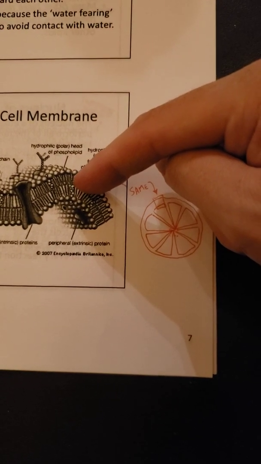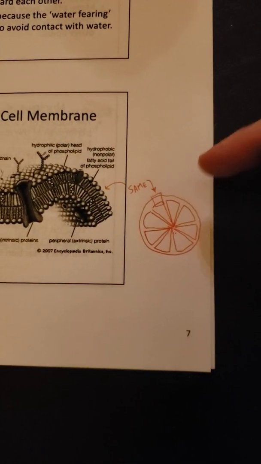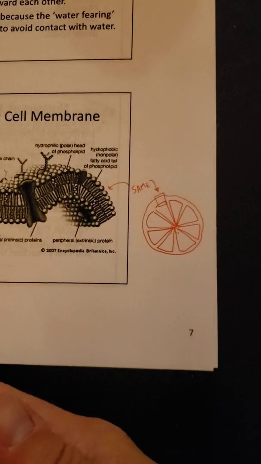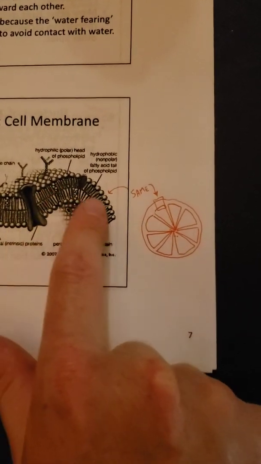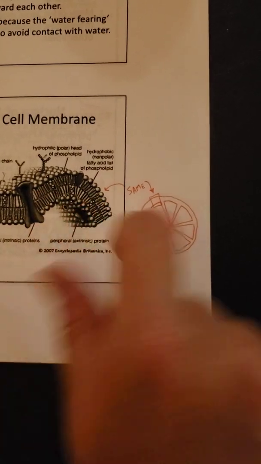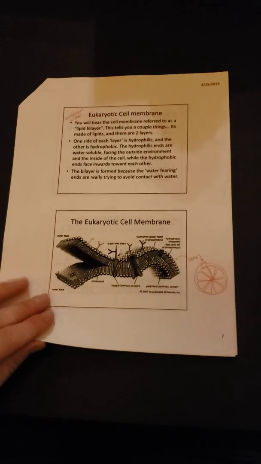because a cell is roughly circular, oranges are roughly circular, so we cut that orange in half, and now we can see the inside edge of the rind. This would be the inside edge of the cell membrane. I just wanted you to understand what you're looking at in that slide in the PowerPoint.